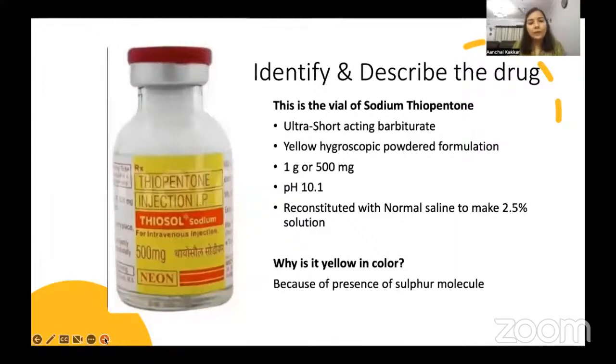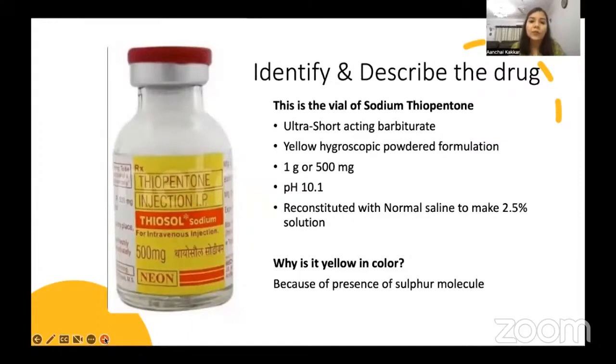Coming on to the third drug, again, identify and describe the drug. How do you describe? This is the vial of sodium thiopentone. It is an ultra short-acting barbiturate. It comes as a yellow hygroscopic powdered formulation in a vial of 1 gram or 500 milligram. The pH of this drug is 10.1. It's a very high pH.